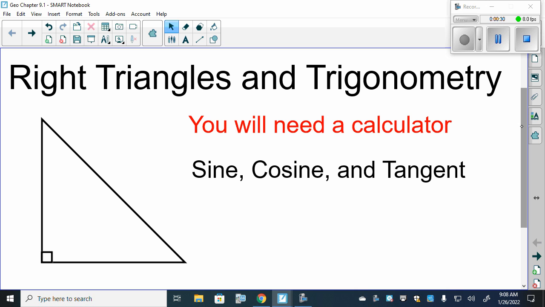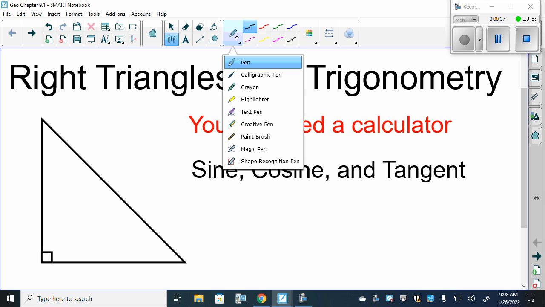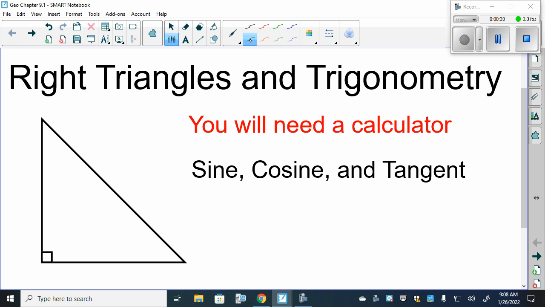Now, we won't talk about sine, cosine, and tangent today. We're mainly going to be focused on right triangles and finding missing sides and using a formula to be able to find more information about the triangles.